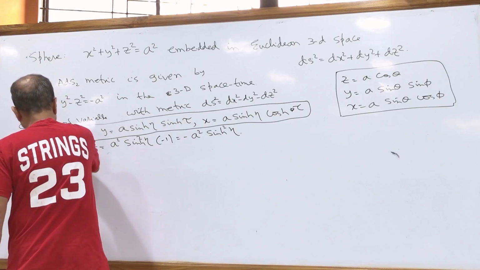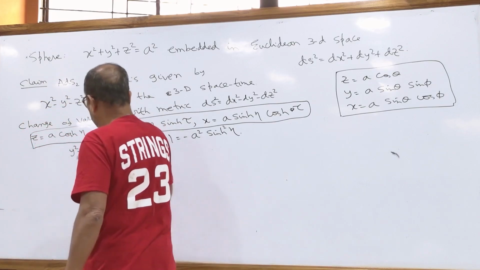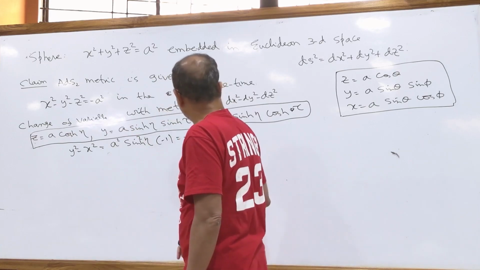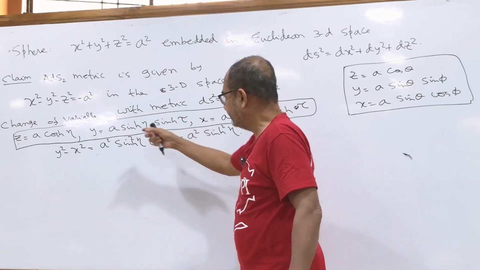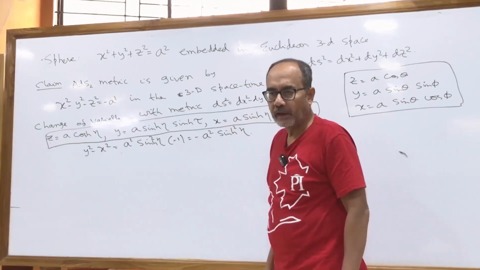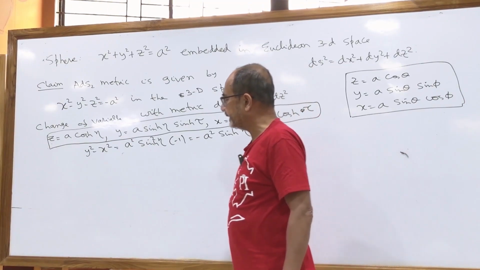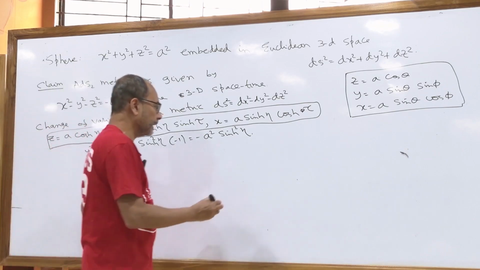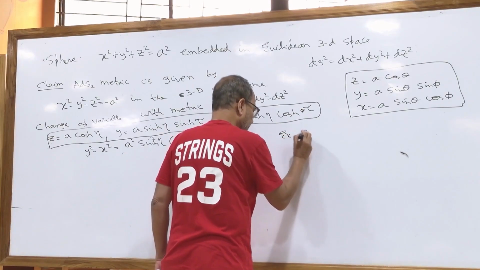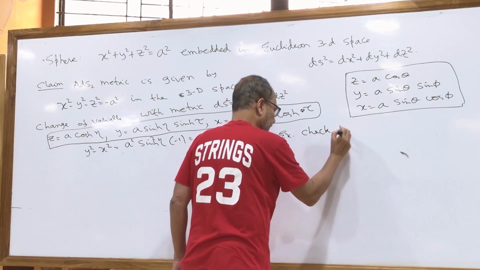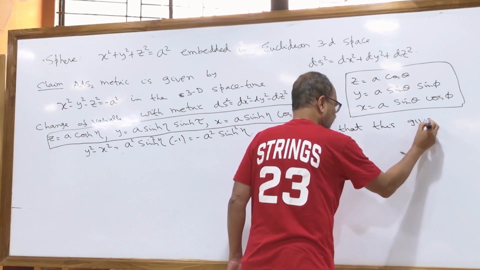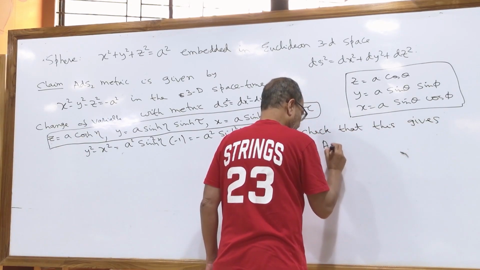So this change of variable automatically satisfies this equation, and I'll leave it as an exercise to check that when you look at this metric and evaluate it for this choice, keeping a fixed, you get back exactly the radius metric that I have written here. Exercise: check that this gives the radius metric.